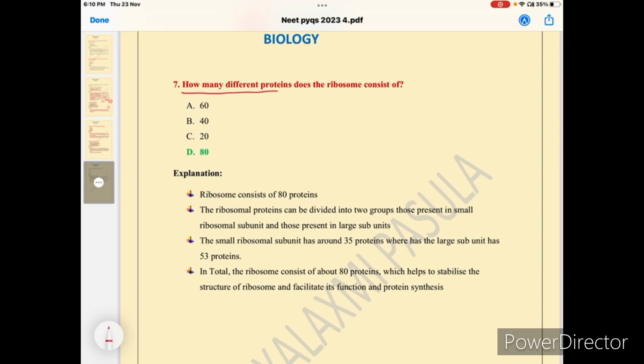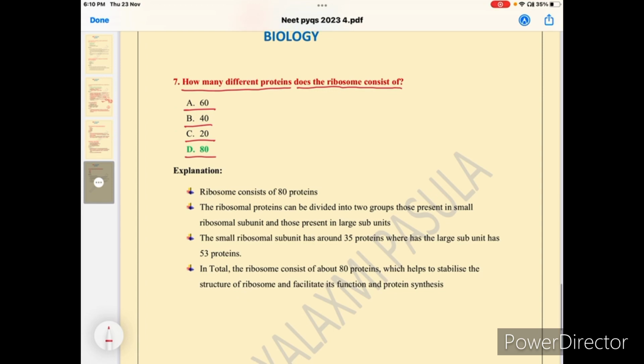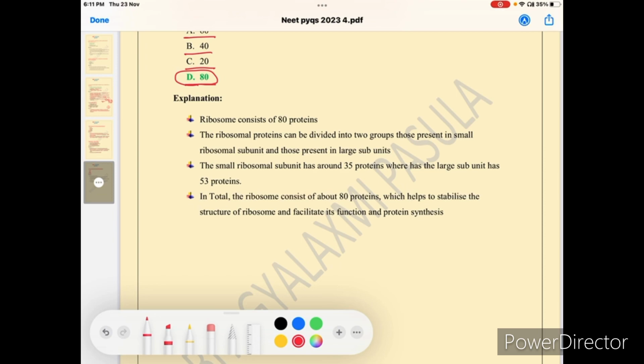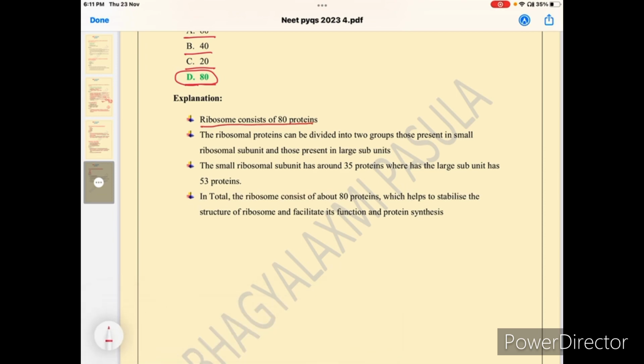How many different proteins does the ribosome consist of? Option A, 60; option B, 40; option C, 20; option D, 80. Let us see the answer. Option D. Let us see the explanation. The ribosome consists of 80 proteins.